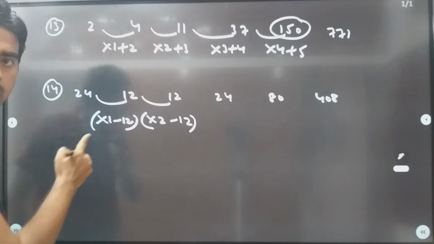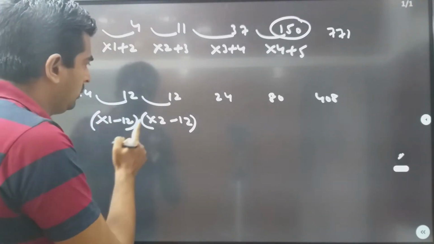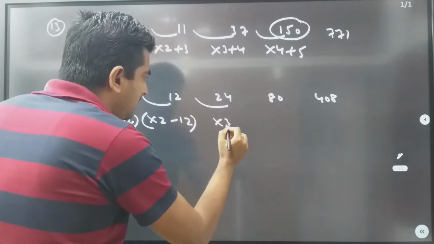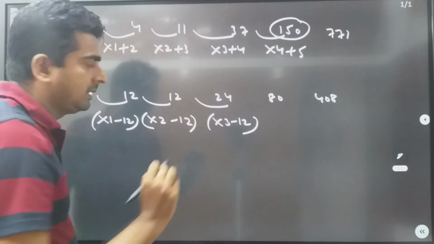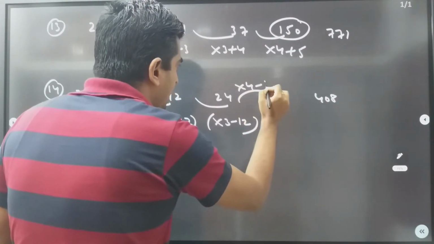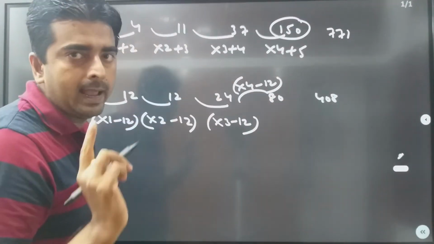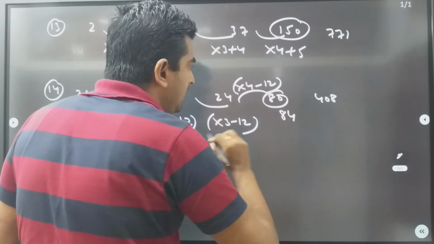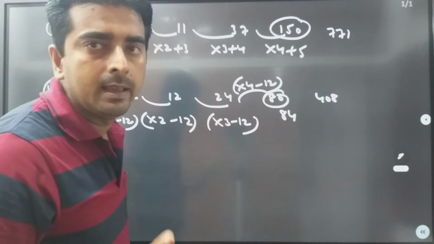24 ×1 is 24 minus 12 is 12. 12 ×2 is 24 minus 12 is 12. This is ×3 minus 12. 12 threes are 36 minus 12, 24. This is ×4 minus 12. 24 ×4, 96 minus 12, 84. Not 80. So my wrong number is 80.